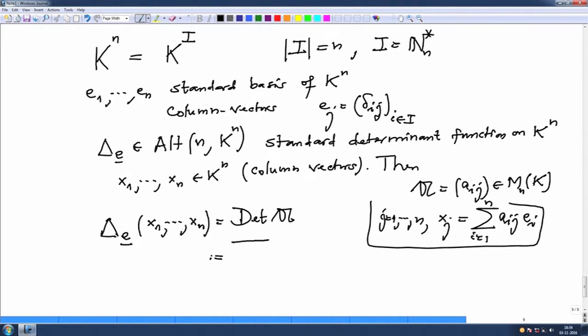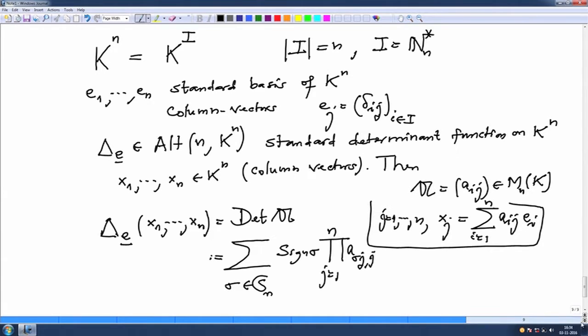So this is nothing but the summation running over σ, permutations of n letters, sign of σ, and then the product running from j equal to 1 to n, A_{σ(j), j}. This is the determinant. This is how we define the determinant of a square matrix. You take the matrix, look at its columns x1 to xn, write the columns in terms of the standard basis, take the coefficient matrix and look at this formula on the right side. That is called the determinant.